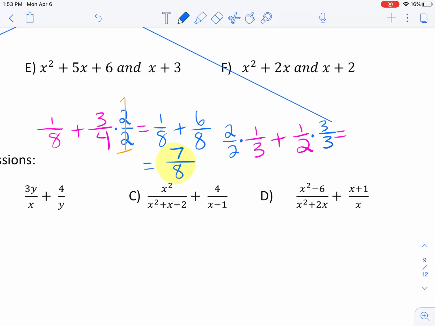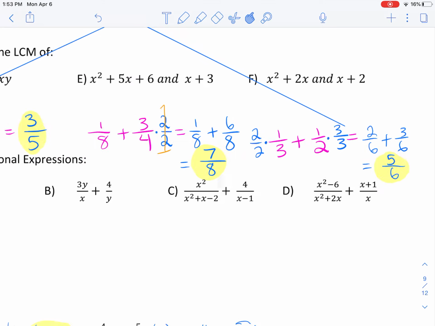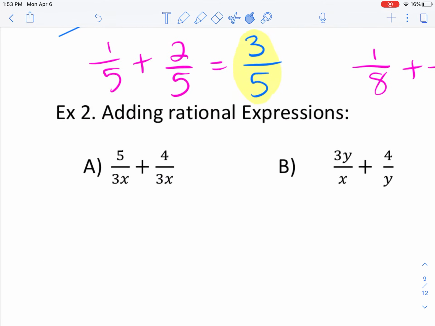So this new expression would be 2 over 6 plus 3 over 6. Now they have a common denominator of 6. We can keep that denominator, add the numerators, and it becomes 5/6. Hopefully you remember most of this from elementary school, adding fractions. Now we're going to do something very similar but with rational expressions, and we're going to use those same techniques that you did in elementary school.